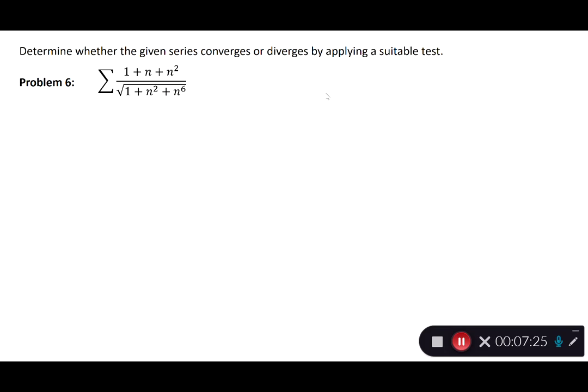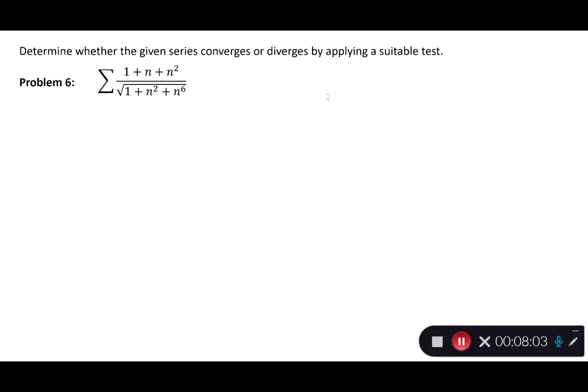Similarly, in the bottom, ignore the 1 plus n square under the radical, and you're left with the square root of n to the 6. Right? So square root of n to the 6 is just n cubed. So by ignoring the lower order terms, we are left with an n square on the top and an n cube in the bottom, which is 1 over n. Limit of 1 over n is 0. Well, since the limit of a sub n turned out to be 0, inconclusive, we cannot say the series converges. So the divergence test cannot be applied to this one.